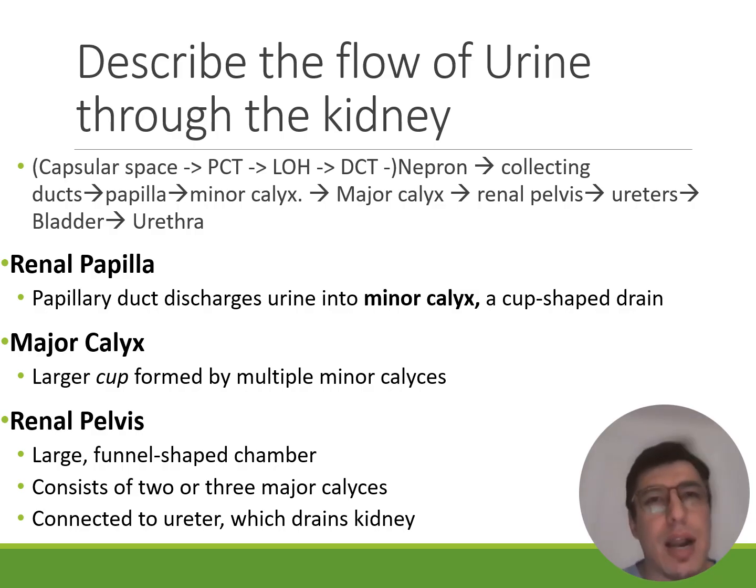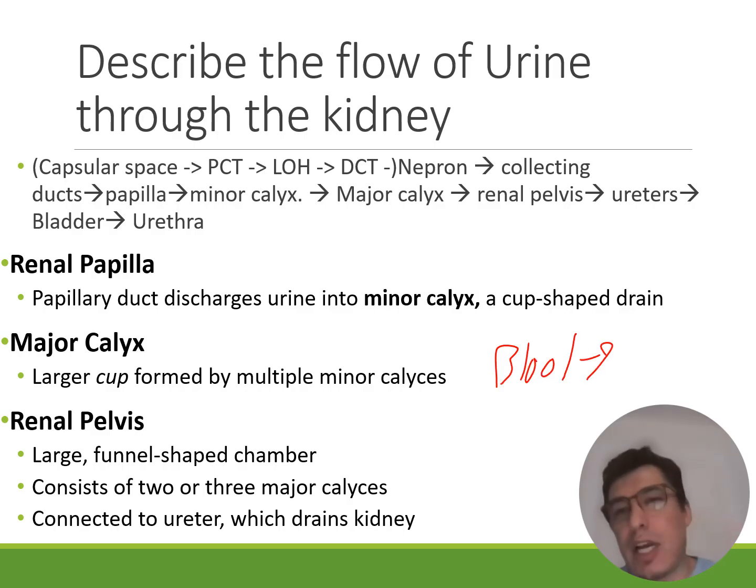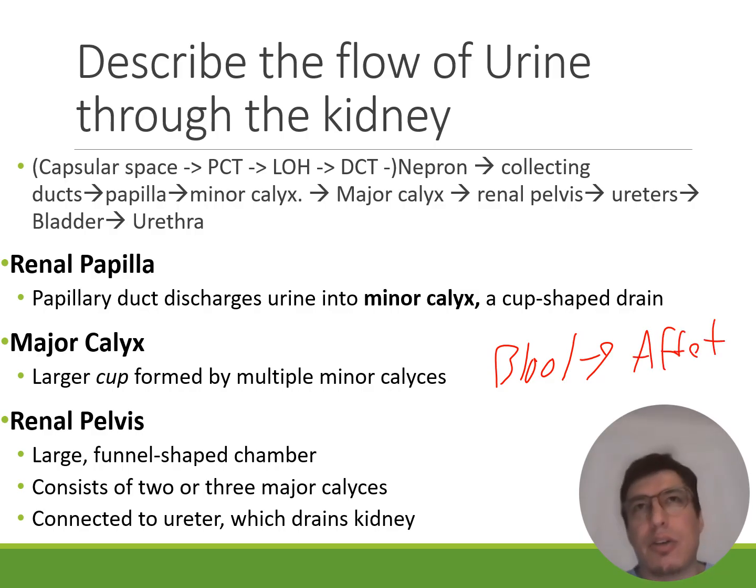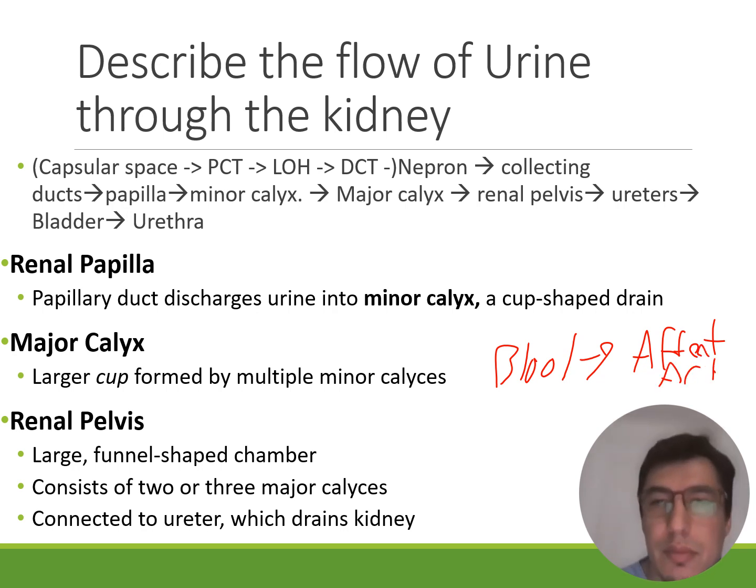Next is describe the flow of urine through the kidney. Let's go through each one of the structures one by one. So remember that we have blood going into the afferent arteriole, and that afferent arteriole is going to deliver blood to that corpuscle. And the corpuscle, which is made out of the afferent arteriole. We're gonna put in here then corpuscle.